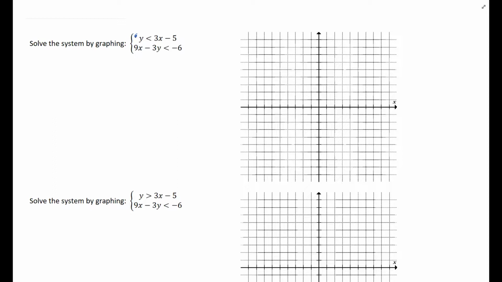So assuming a scale of 1s, we have the y-intercept at negative 5 and a slope of 3, so up 3 and over 1, and we'll use a dotted line. So we have something like this.